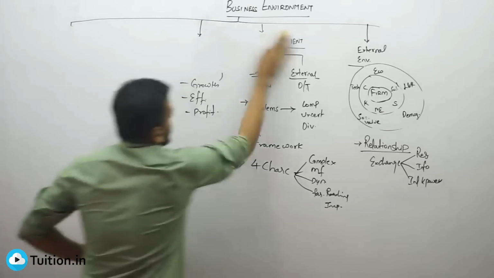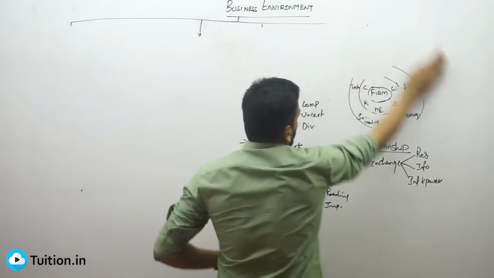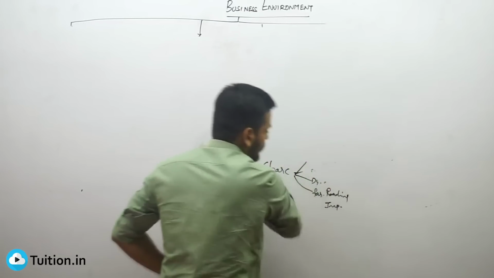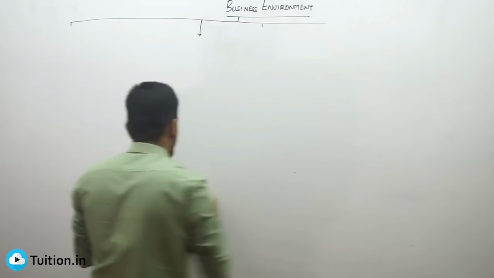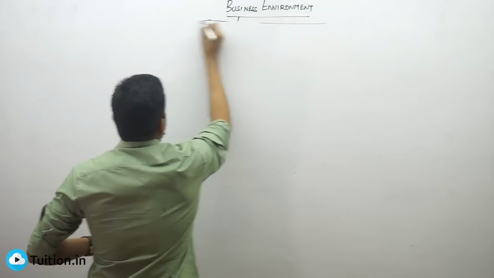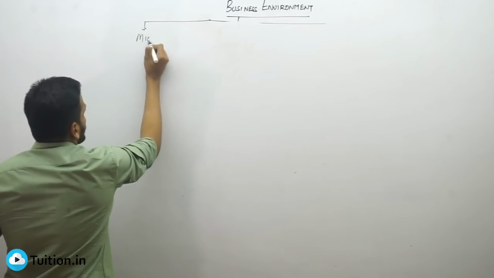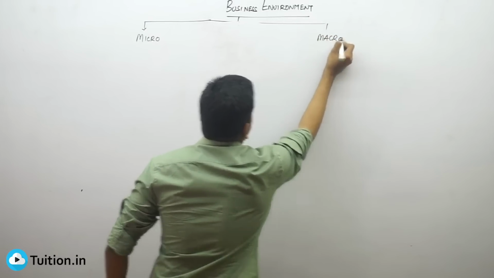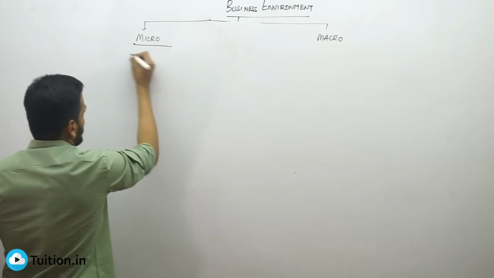Right, in micro and macro, we have several factors, and this has been one probable question in the exam which has come several times, guys. Micro and macro environment. So business environment is classified broadly into micro and of course macro environment. Micro has 6 factors. Let me give you a shortcut here.